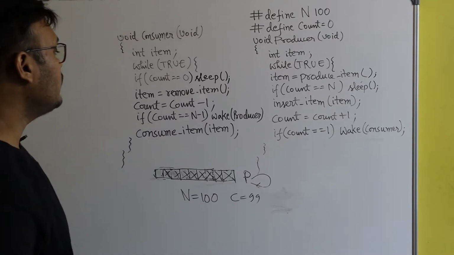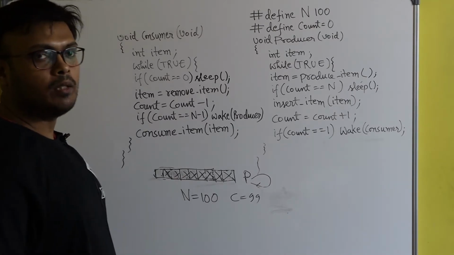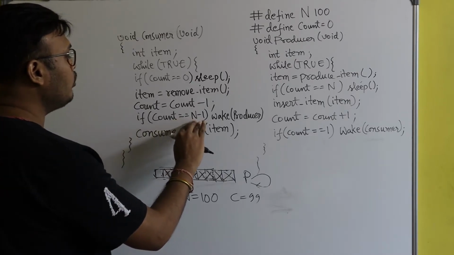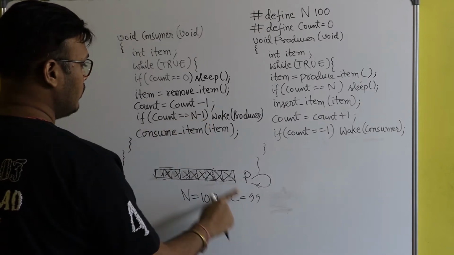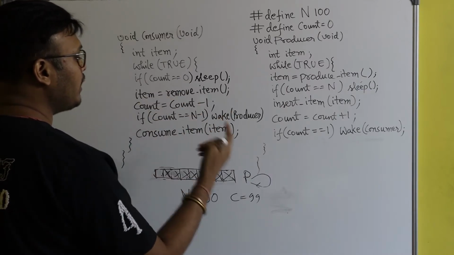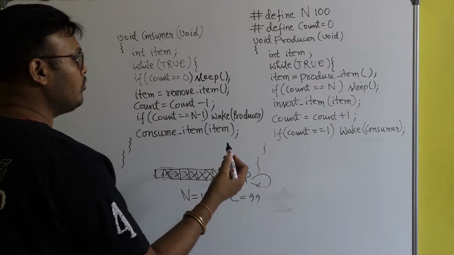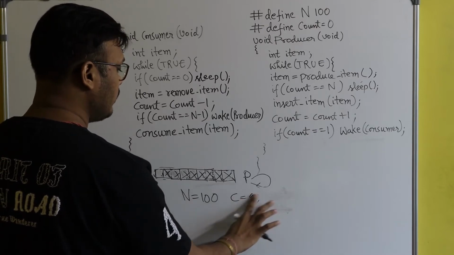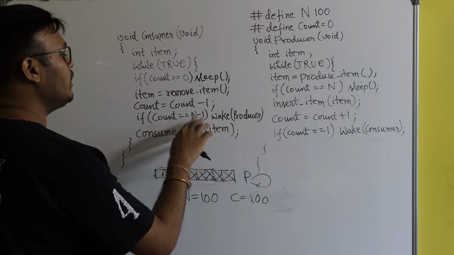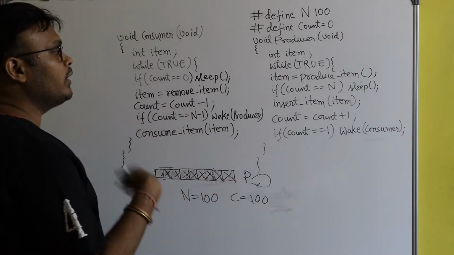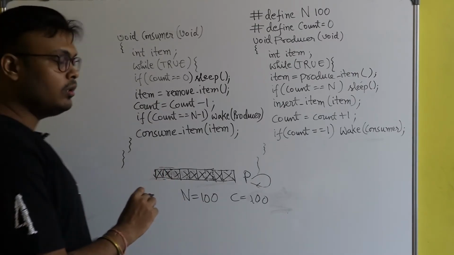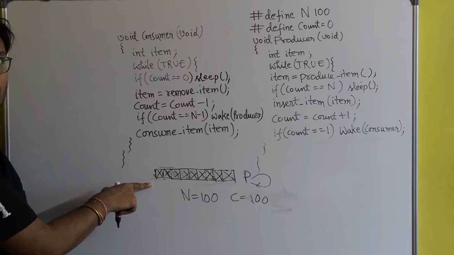Okay. And also one thing is there, wake means what? If somebody is sleeping, then I should wake him. So it means what? Before count equal to n minus 1, what was the value of the count? Before n minus 1, definitely the count was 100. Before n minus 1, definitely the count was n. So when the count was n, it means what? The buffer was completely full.